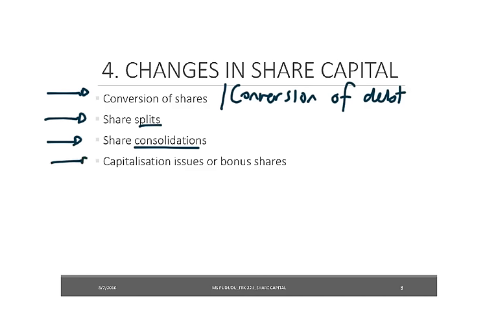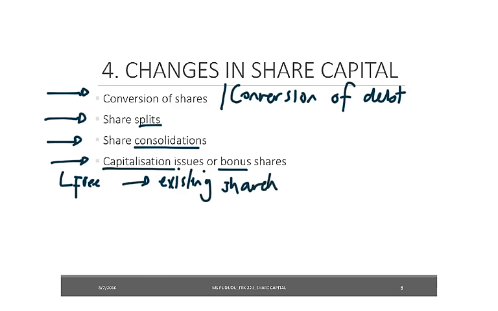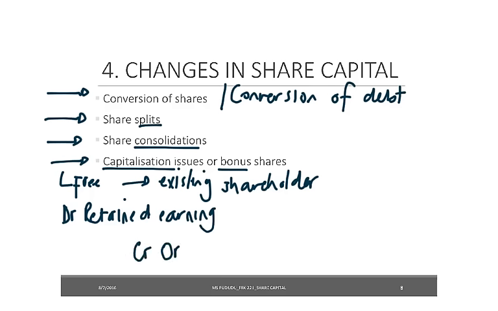The last type of share change is where you have a cap issue or a bonus issue. What happens here is that the company issues shares for free, but they issue these shares to existing shareholders. If the company is issuing shares for free, somebody has to pay for it. Well, the company is paying for it, and so they make use of their retained earnings account. What would happen in this case is you would debit retained earnings and there would be a credit to your ordinary share capital.